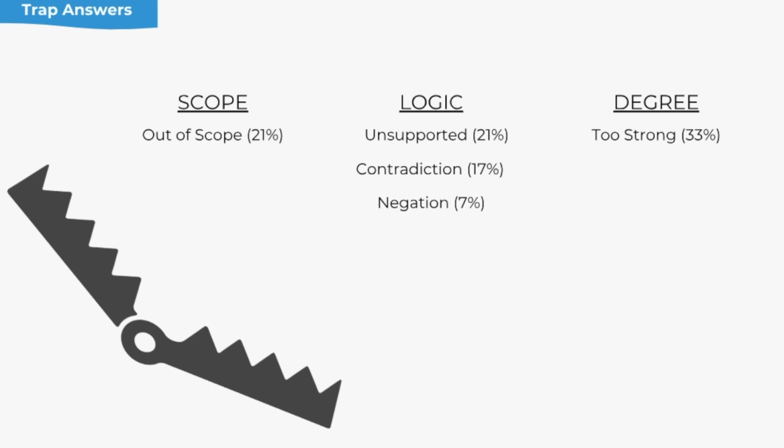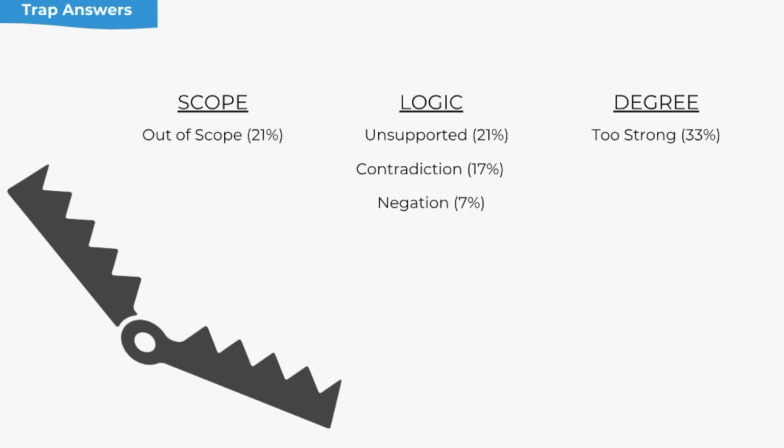And then issues of degree, so answer choices that are too strong to be justified by the original set of ideas. And that's actually the most common reason why an answer choice is wrong. So if you're down to a couple of choices, or down to two, and you're trying to find which one is the wrong answer, it's not a bad idea to think about whether either one of these is stated in a way that is stronger than I can justify based off of the statements originally.